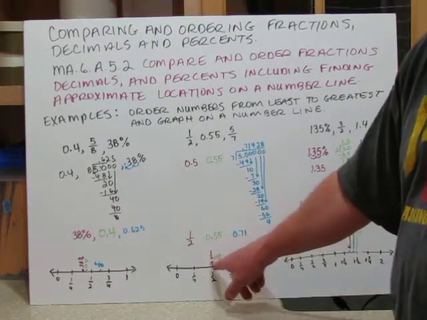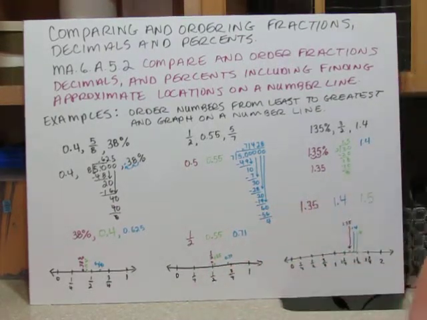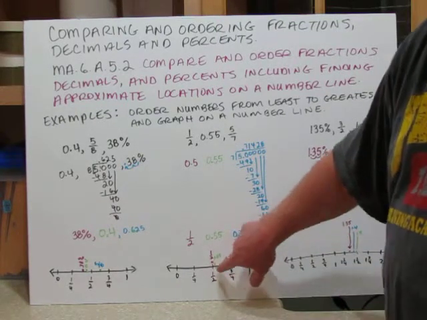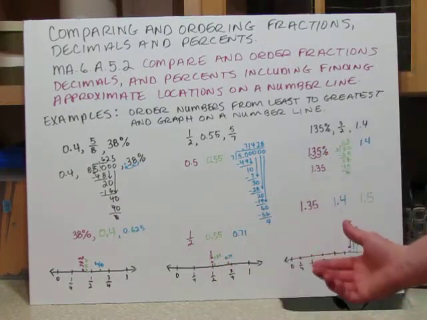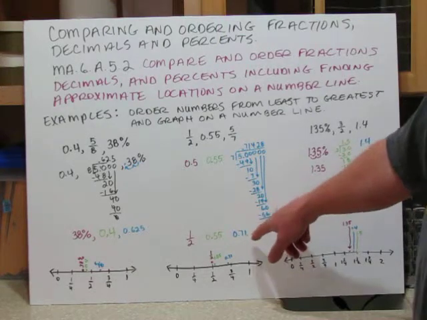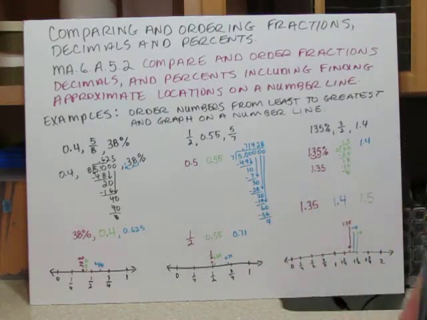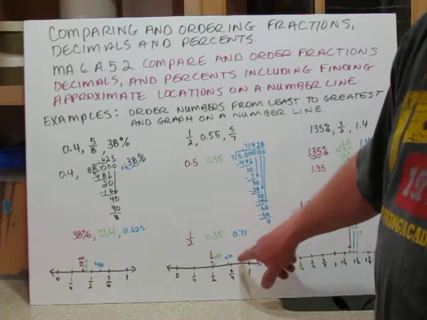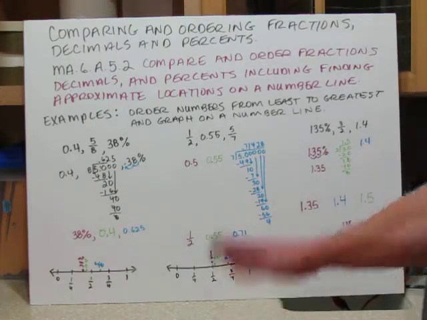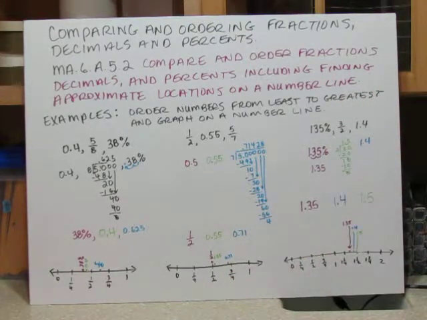So on the number line, a half is right on a half. 0.55 is just past it. And then I went ahead and rounded 5/7 to 2 decimal places, to the hundredths place. And 71 hundredths is past a half, but just below 3/4.